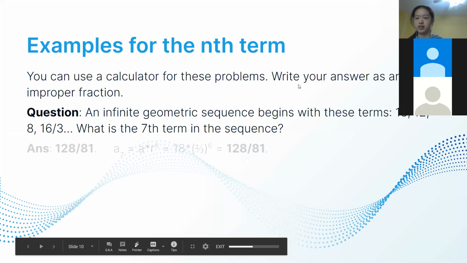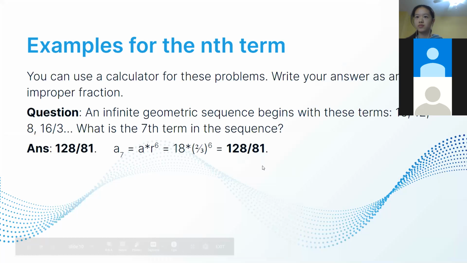The answer was 128 over 81. It wouldn't be too hard, but it would be a little more difficult and time consuming to simplify that. It might take a couple more seconds. So if you have a calculator, you can just use that very convenient function or command.